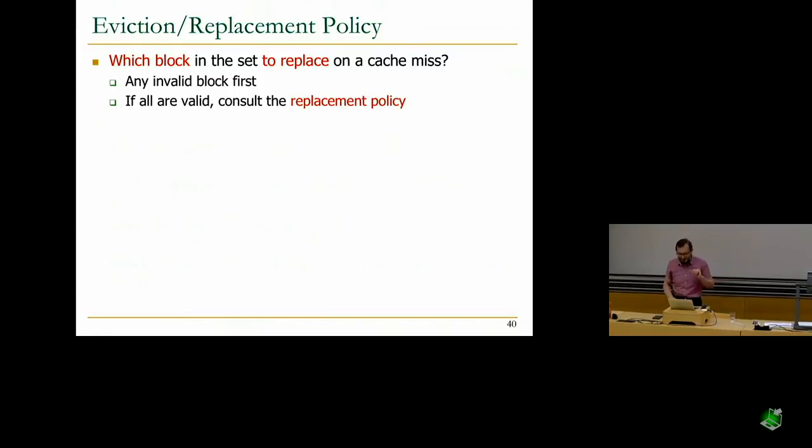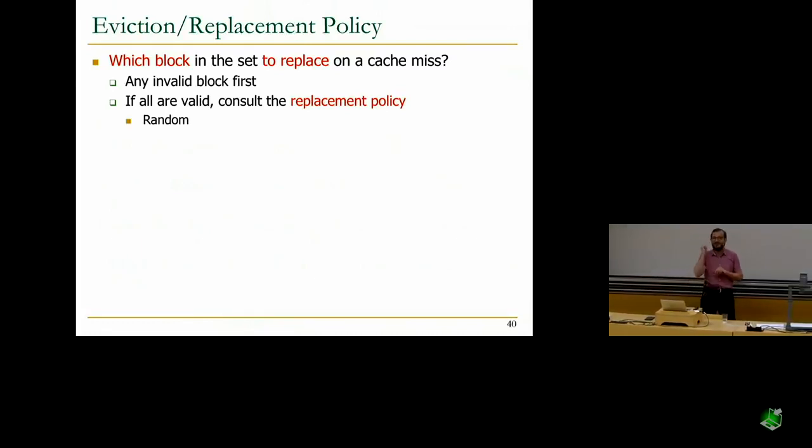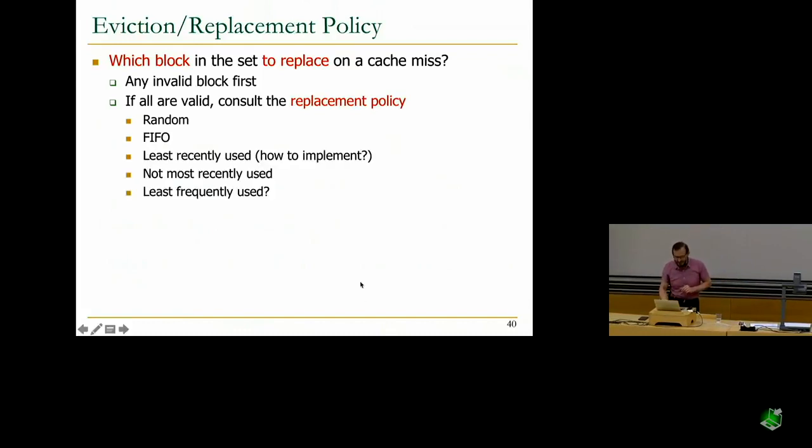Caching is a very hot topic. Clearly, it's important. But it could be random, for example. You randomly pick one of the blocks in the set. It's very simple, right? And it turns out this performs not so bad. Or you can use policies like first in, first out, or least recently used, what I just discussed.